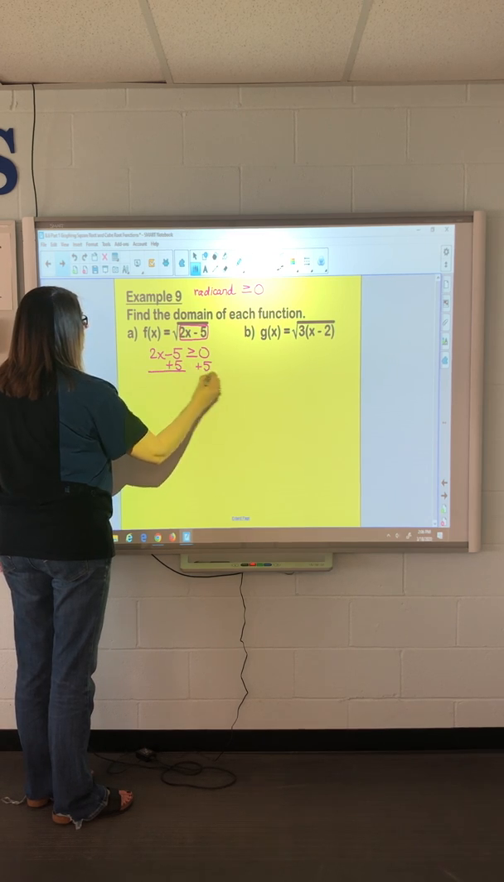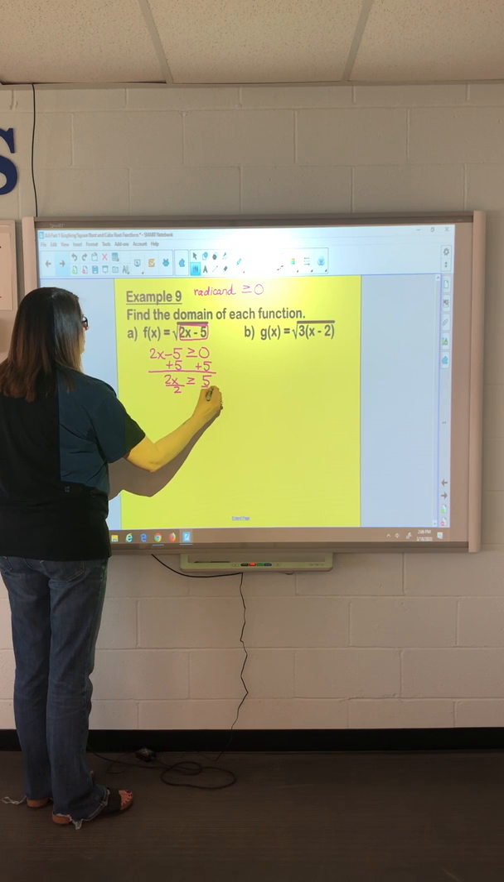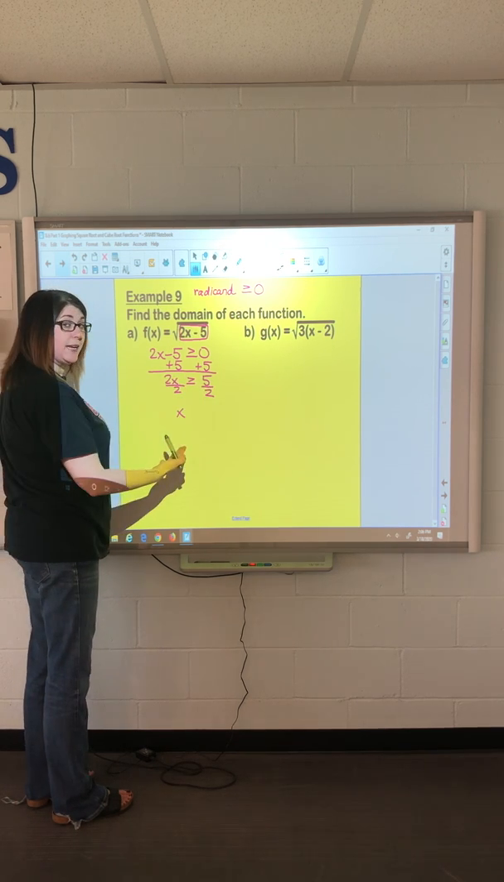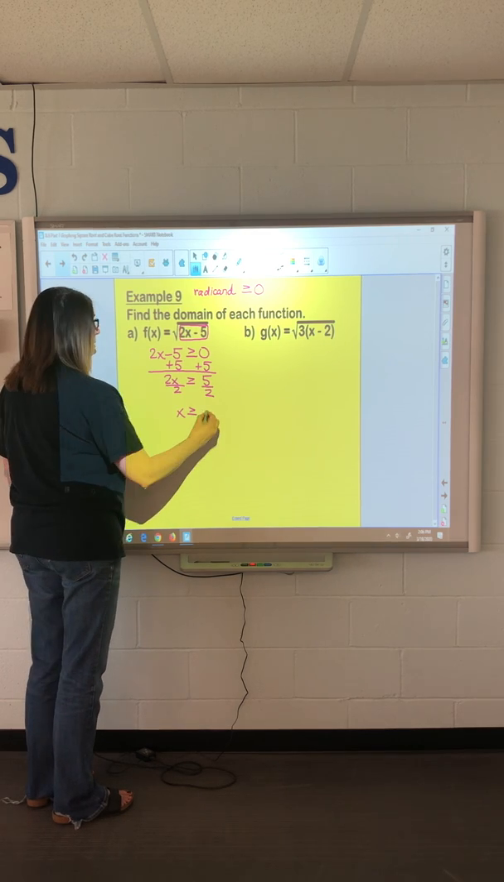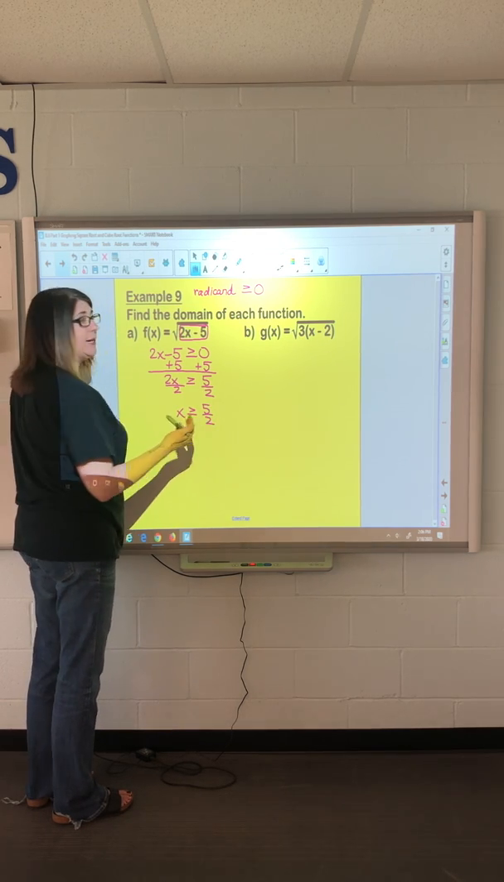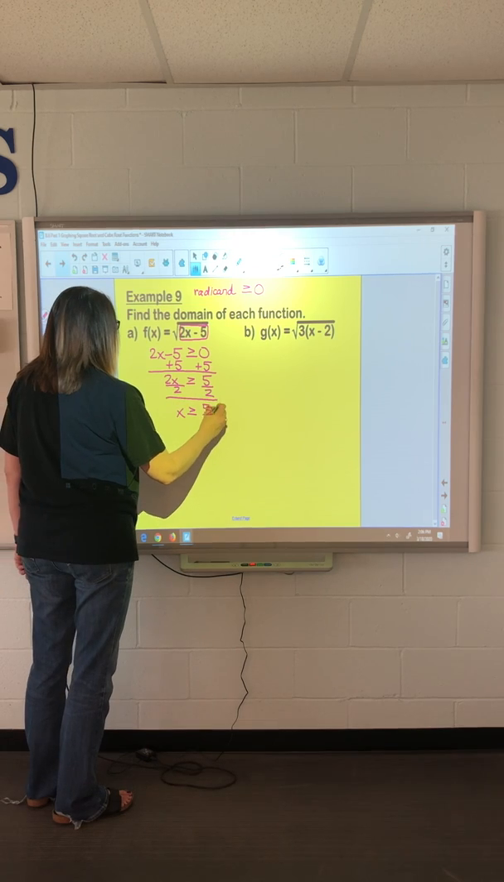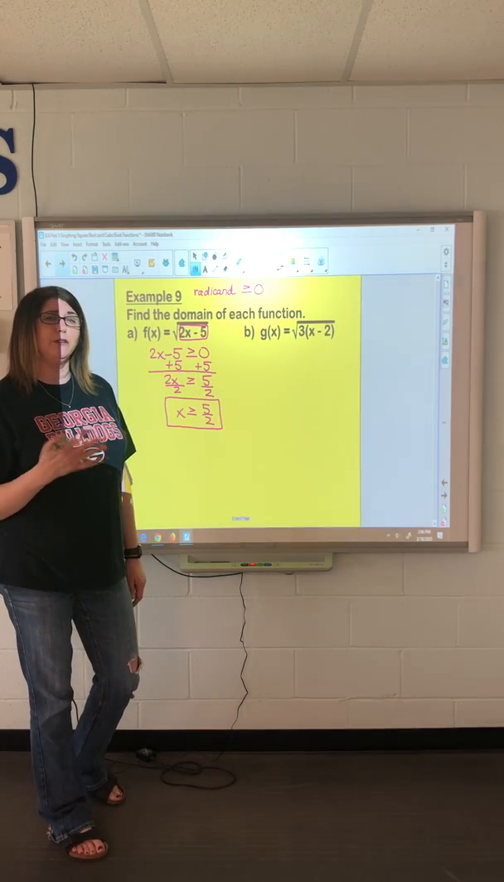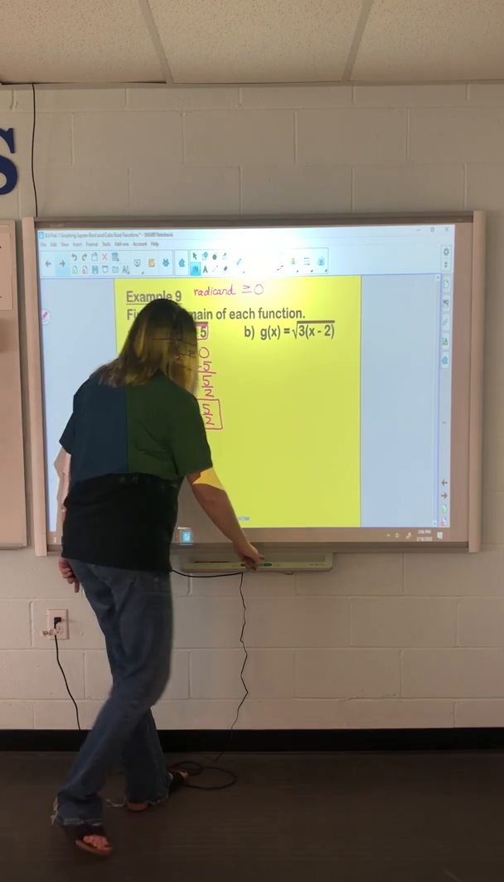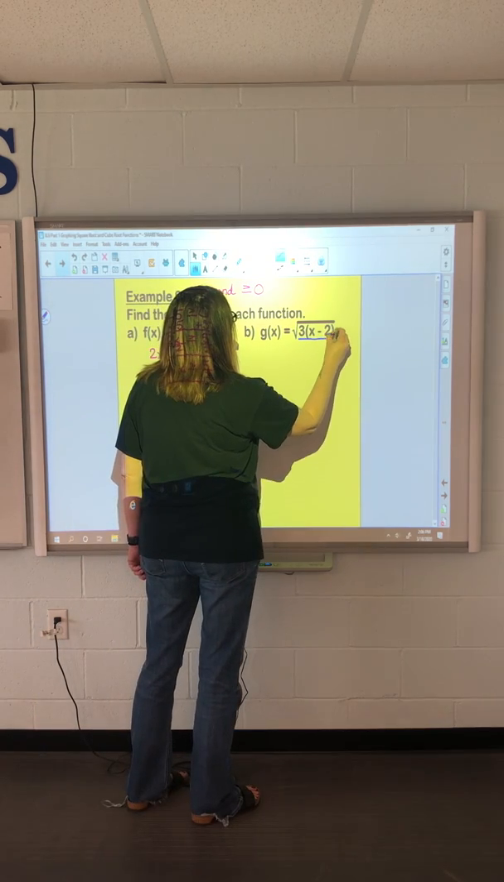So I'm going to add 5 to each side, and then I'm going to divide by 2, and we would find out that our domain is that x has to be any number larger than or equal to 5 halves, 2.5. That would be our domain. So when you have a linear function, pretty easy. Same thing here. We're going to take that.